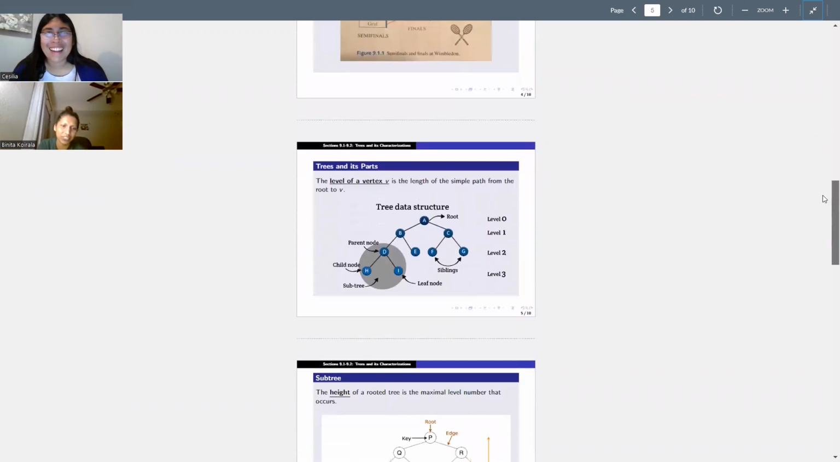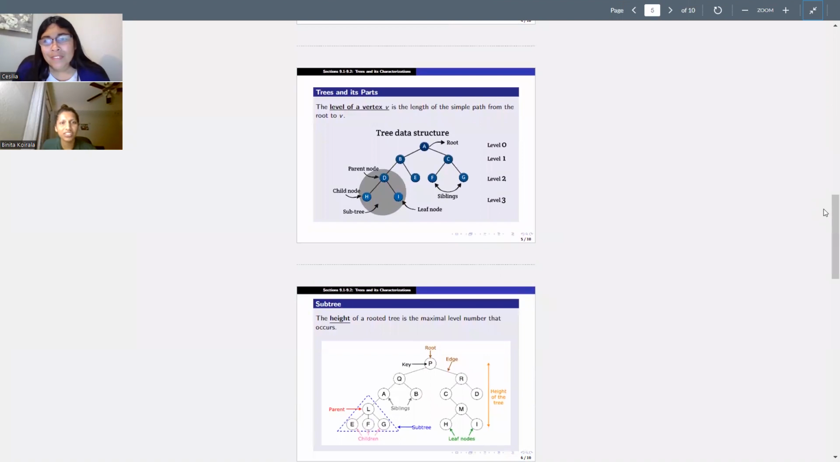Now let me go over trees and its parts. The level of a vertex V is the length of the simple path from the root to V. This is a tree data structure: A to B, A to C, then C to F, C to G, then B to D, B to E, D to H, and D to I.